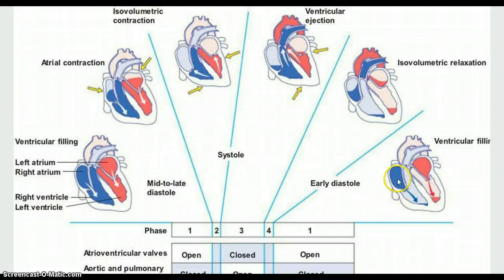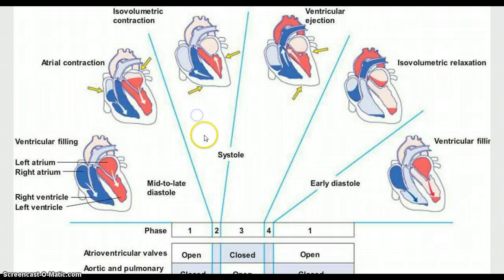But anyway, so early diastole or rapid filling happens when your ventricles are just starting to fill up with blood, and it's going to fill up fast in rapid filling or early diastole. And then after that, in mid to late diastole or diastasis, it's going to fill up a little more slowly because, as you can see, it's considerably full here. And then there's atrial contraction, which is kind of self-explanatory. The atria will contract, allowing the blood to go into the ventricles.